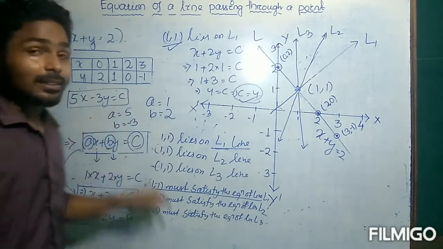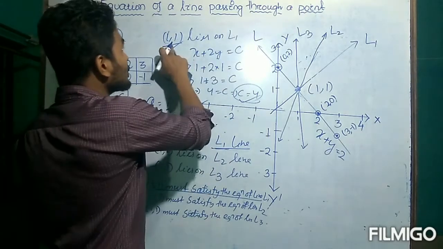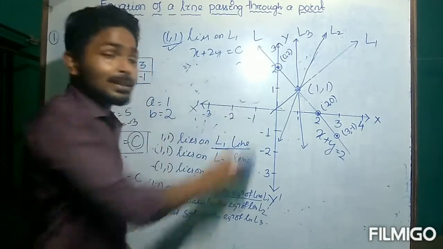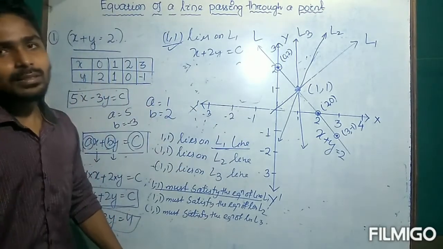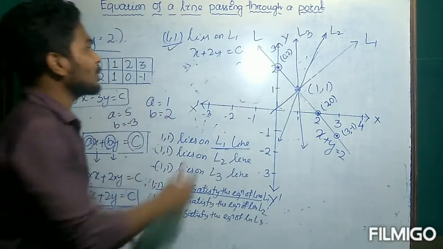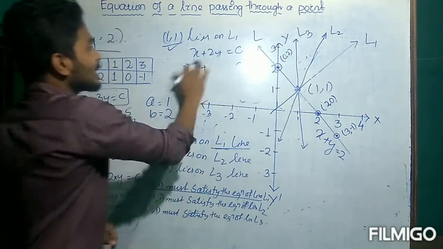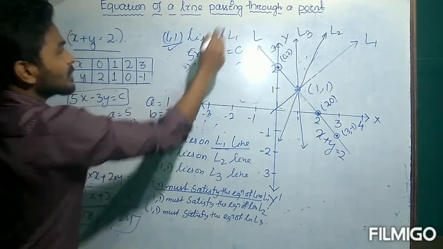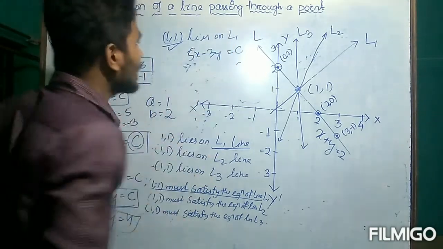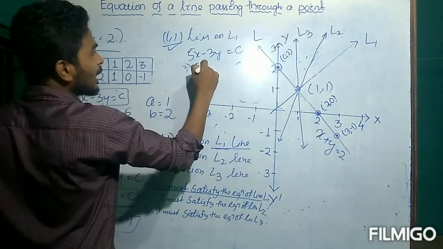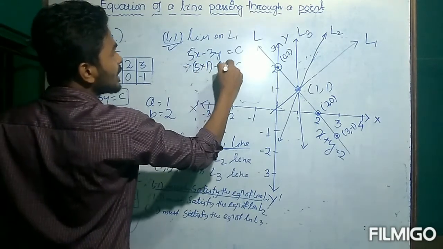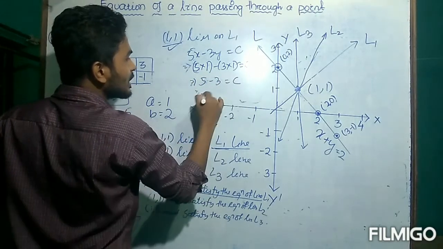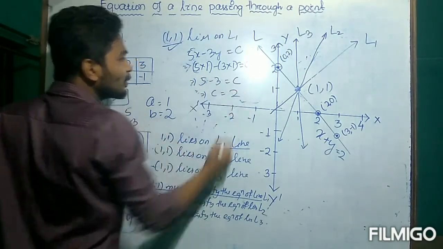Now here also you have to find the value of c. As we know, (1, 1) lies on the line L1. That means it must satisfy the equation. So if you substitute this value in the equation 5x minus 3y is equal to c, then you get LHS equal to RHS. So let's substitute them. 5 into 1 minus 3 into 1 is equal to c. So 5 minus 3 is equal to c. So you get c is equal to 2.